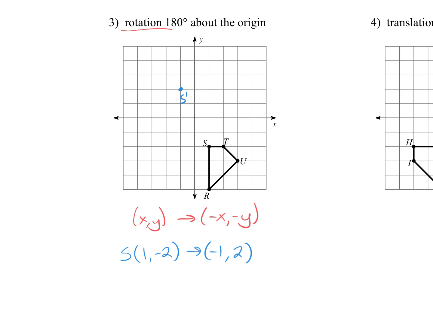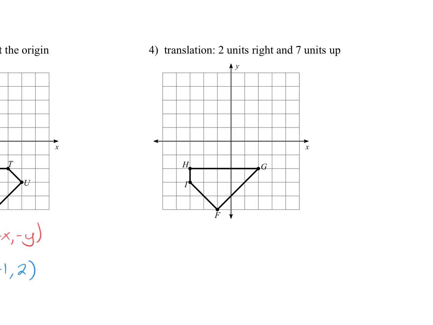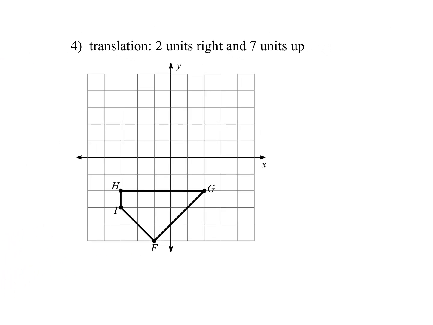Okay? Last one here on this page is translations. This one, it told you in words what's going on. Okay, I'm not going to guarantee you that it's going to be in words on Thursday. What's a different way you could see 2 units right? X plus 2. What's a different way you can see 7 units up? Y plus 7. Another way you could see it is in coordinate form. Okay, all 3 of those mean the same exact thing.